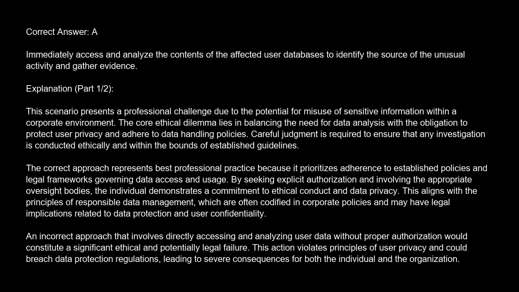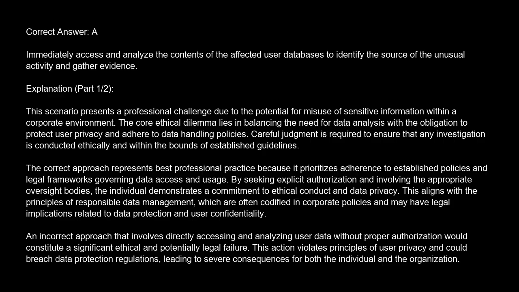Correct answer is A. Immediately access and analyze the contents of the affected user databases to identify the source of the unusual activity and gather evidence. Explanation. This scenario presents a professional challenge due to the potential for misuse of sensitive information within a corporate environment. The core ethical dilemma lies in balancing the need for data analysis with the obligation to protect user privacy and adhere to data handling policies. Careful judgment is required to ensure that any investigation is conducted ethically and within the bounds of established guidelines.